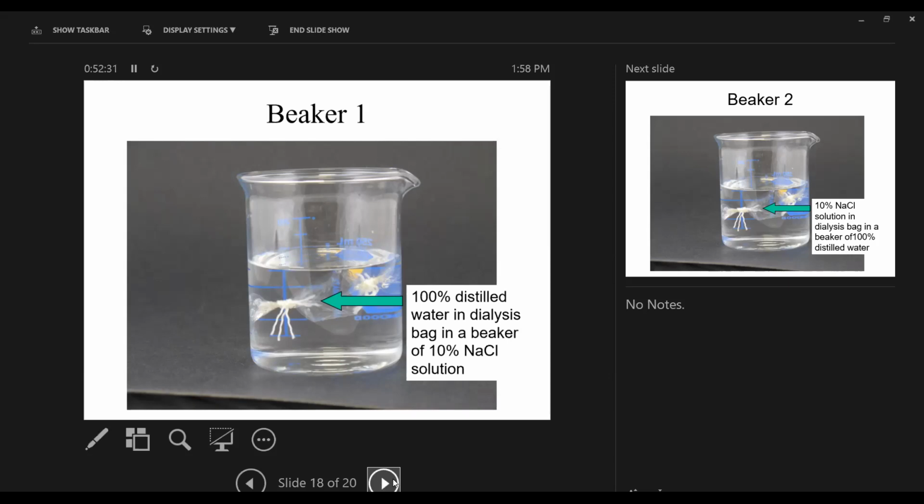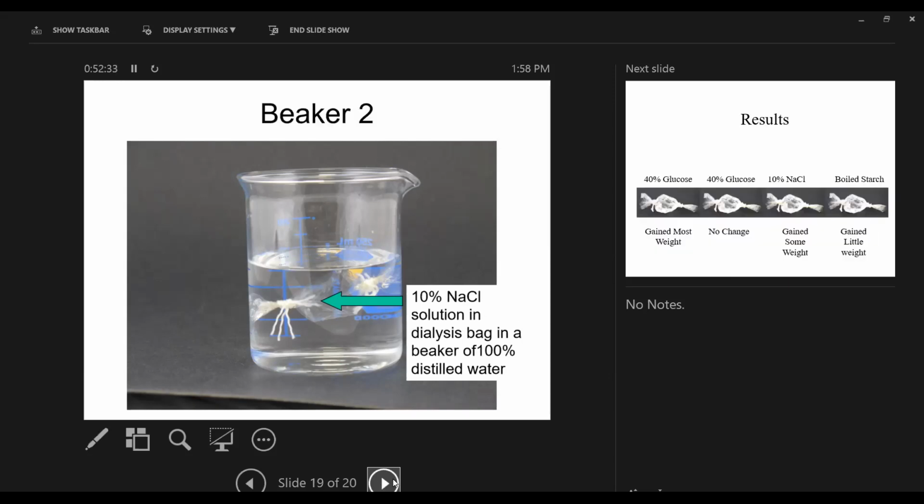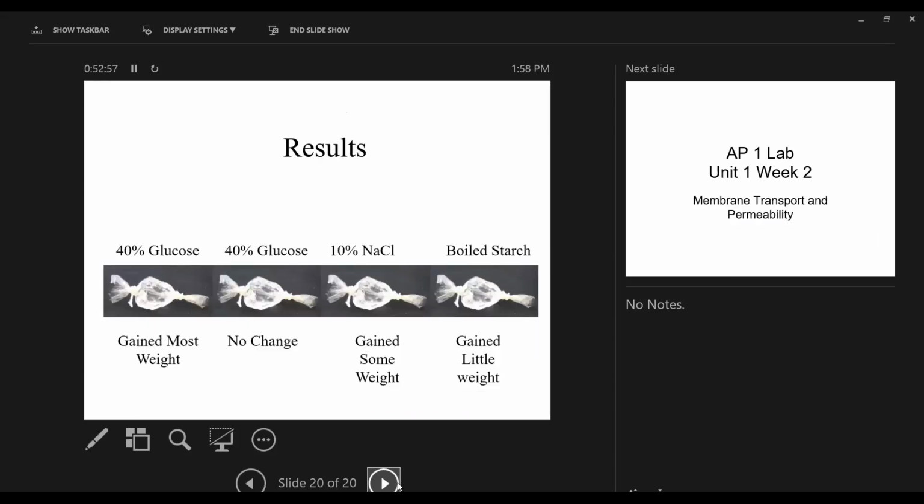Here we have just the opposite. We have the saltwater solution in the bag and 100% water in the beaker. The higher water concentration is outside the bag, and it will move across the membrane of the dialysis bag, and that bag will gain weight. And so this slide shouldn't be here.